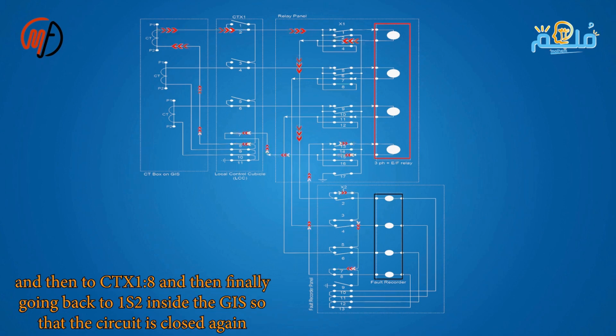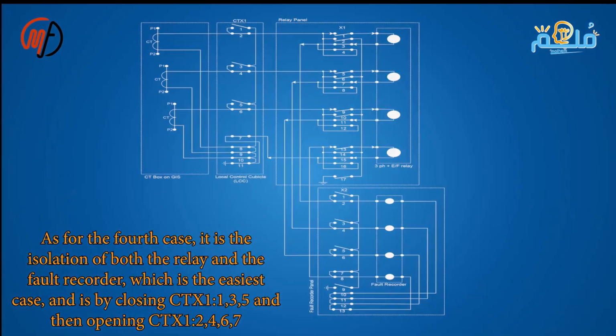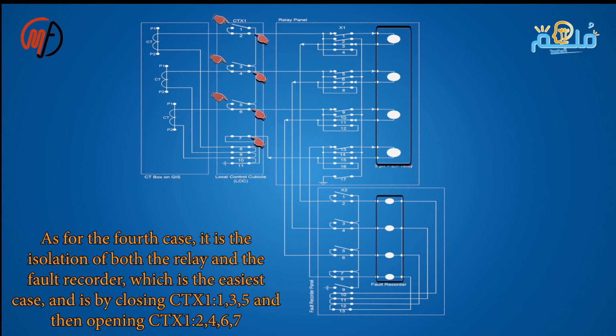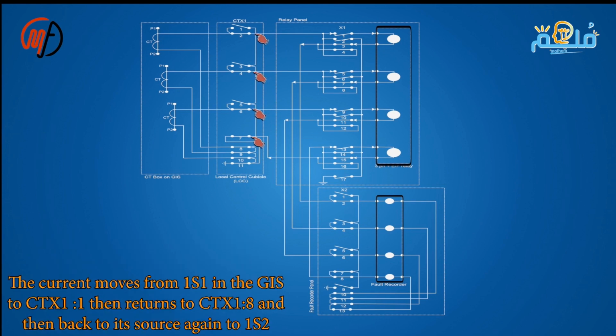The fourth case isolates the relay and voltage recorder, the simplest case, by closing CTX1 terminals 1, 3, 5 and opening CTX1 terminals 2, 4, 6, 7. The current flows from 1S1 in the GIS to CTX1 terminal 1, then returns to CTX1 terminal 8, back to 1S2.